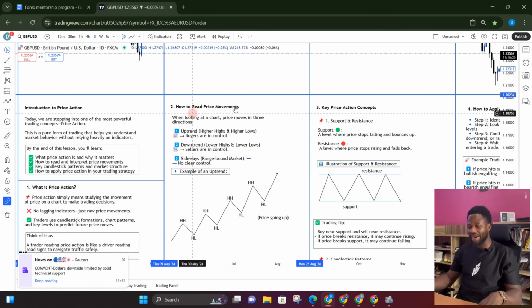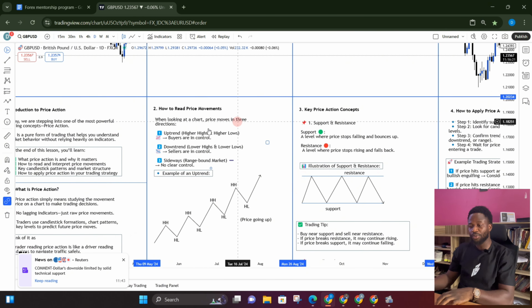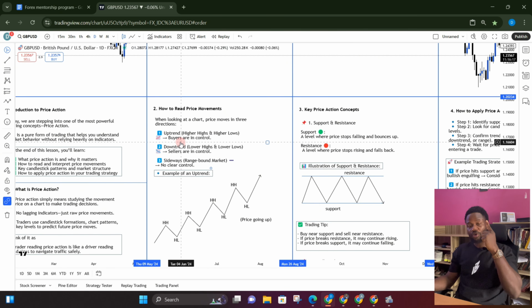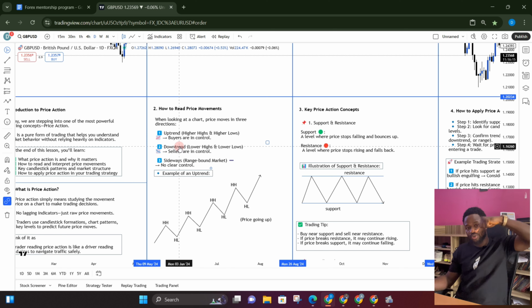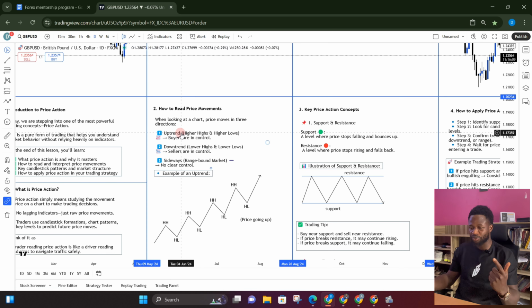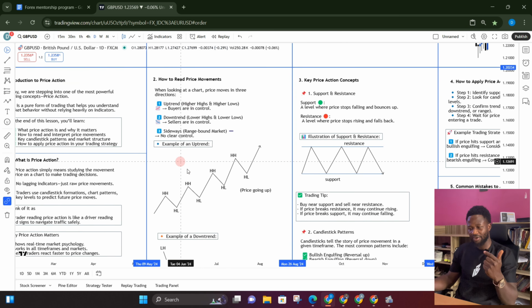So let's go to the next thing: how to read price movement. When looking at a chart, price moves in 3 directions. You should know that already by now. The price can go up, the price can go down, or the price can go sideways. When it goes up, what do we call it? Uptrend. That's correct.